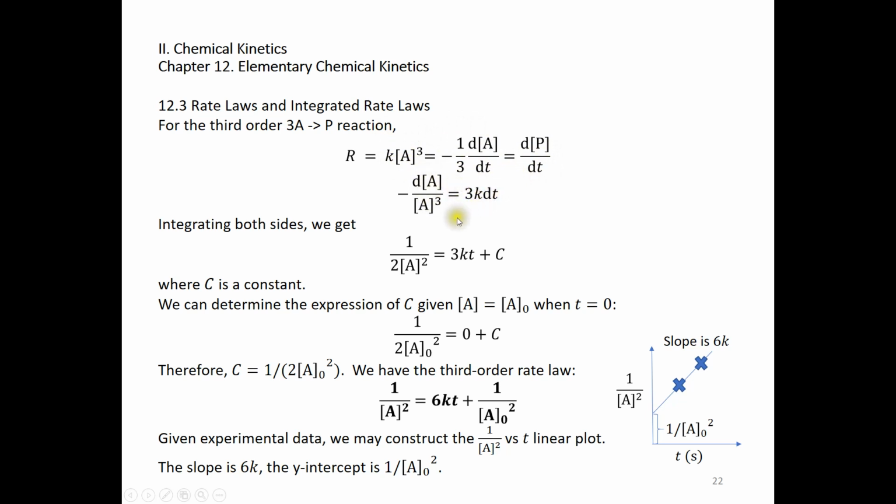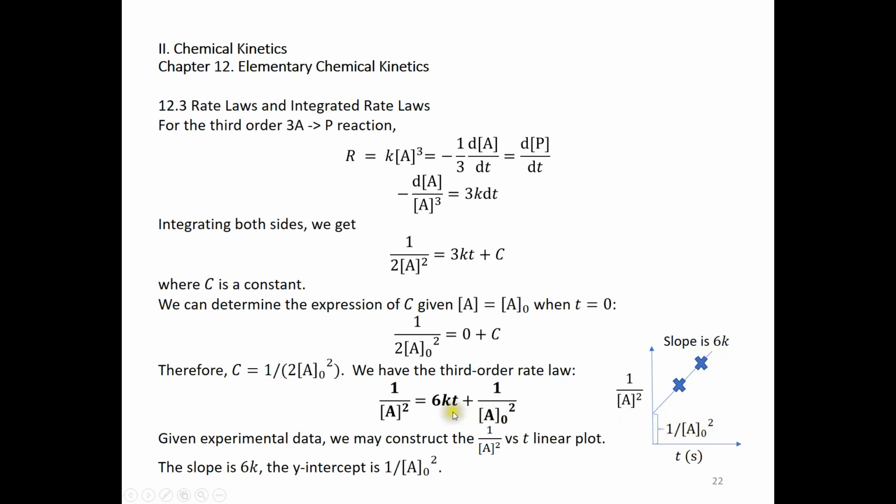We integrate both sides. We get 1 over 2A squared equals 3kt plus a constant. Then we can determine the expression of the constant because we know at time 0 A is A naught. Plug in A naught here, plug in t is 0 here, C is 1 over 2A naught squared. And now we have the third order rate law, which is 1 over A squared is equal to 6kt plus 1 over A naught squared. We make a graph. It's 1 over A squared, over here it's t. The slope is 6k.